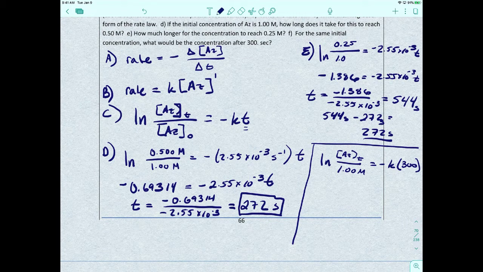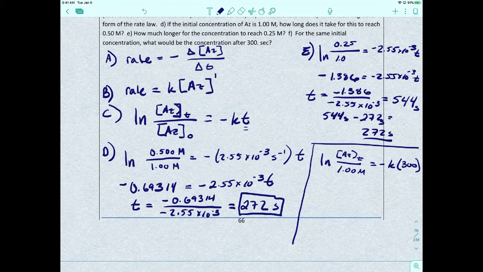Now, what's nice is we know that for 300 seconds, it's going to be between 0 and 544. The concentration should be somewhere between 0.5 and 0.25. So already we have a pretty good indication of where this number should lie. All right.